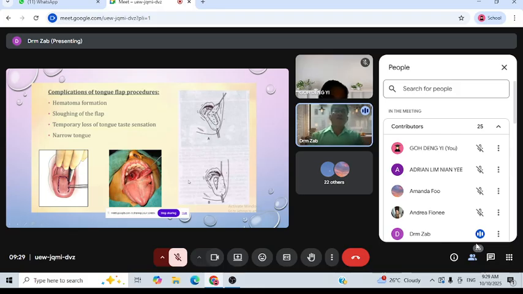But the problems with tongue flap: one is mobility of the tongue for that 2 weeks of healing. Then you may also have hematoma, because the tongue is very vascular and very muscular. When you have muscles, you have a lot of blood supply, so it can cause hematoma formation. Sometimes you may have temporary loss of sensation because you have cut that part, but this is not a major issue. And of course, you will be narrowing the tongue. The size of the tongue will be reduced a bit because of the use of the flap.